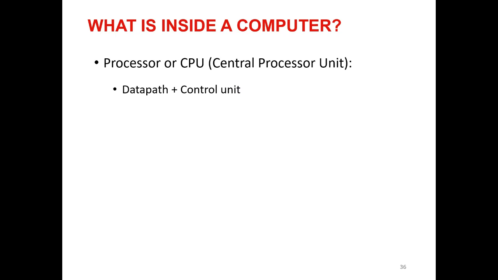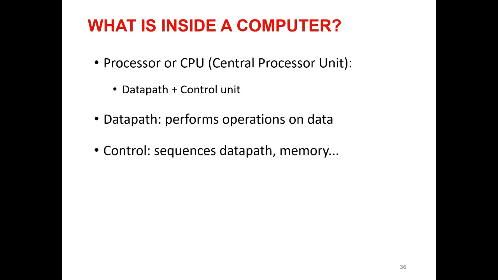The processor, usually also referred to as CPU, central processor unit, is composed, as I have mentioned, of one component called the data path, and another component called the control unit. The data path is the component that actually performs operations on data. If I want to add one number to another, the data path will perform the addition. And the control is the component of the processor which tells the data path what to do. So it tells, okay, data path, now add these two numbers. Okay, data path, now subtract these other numbers.